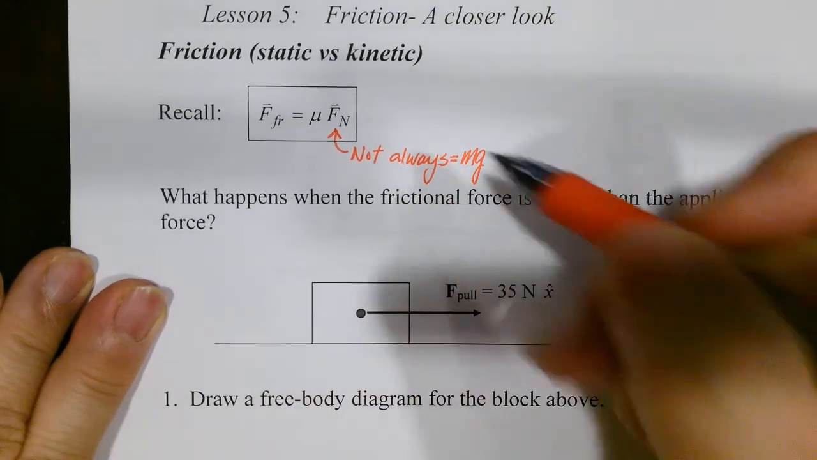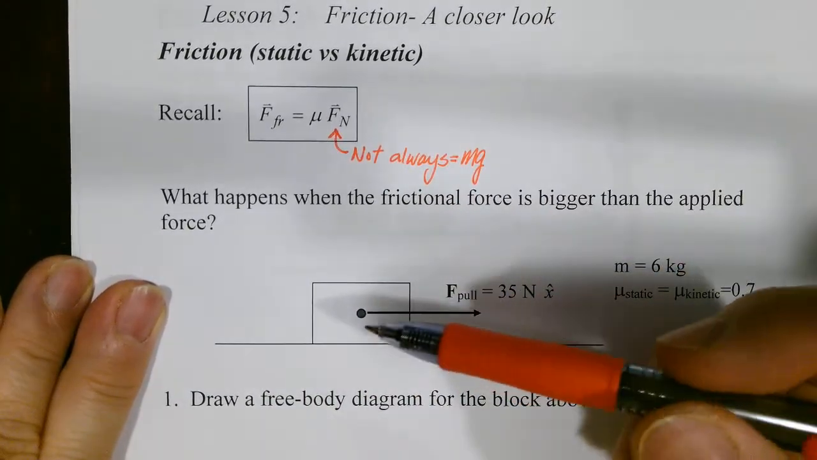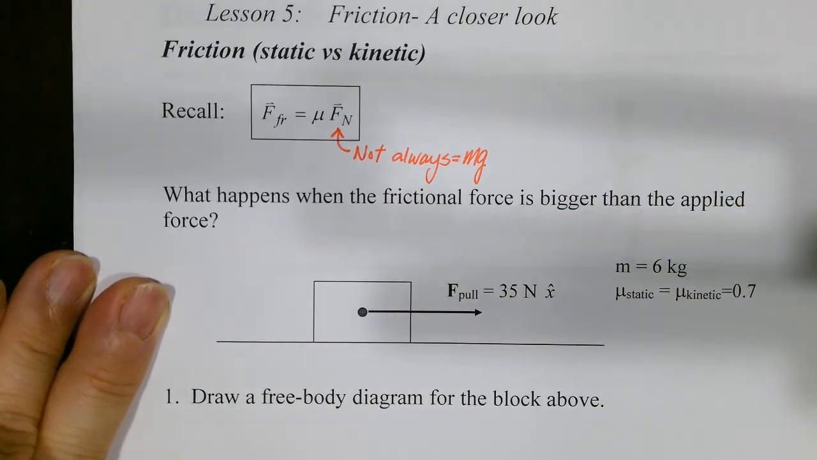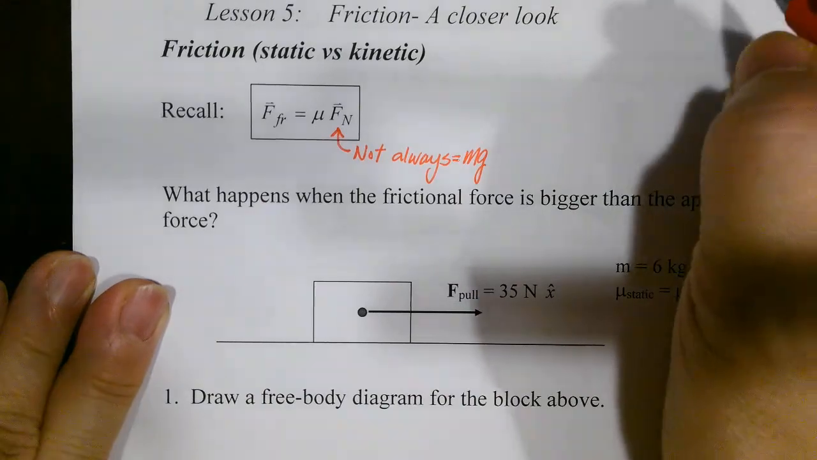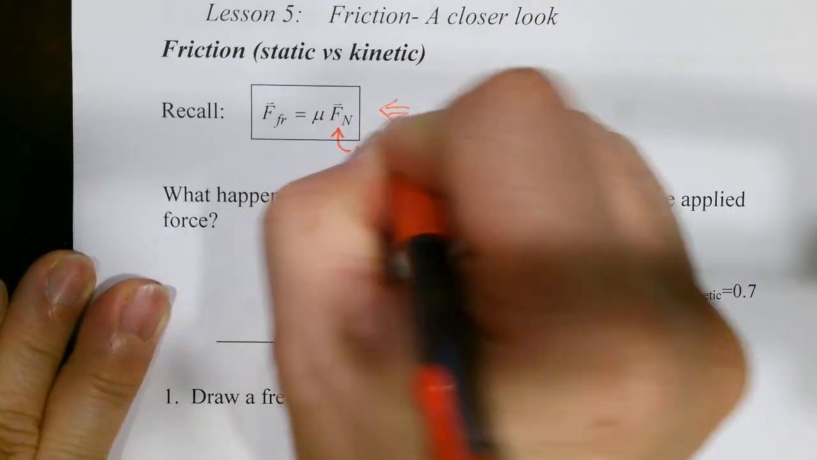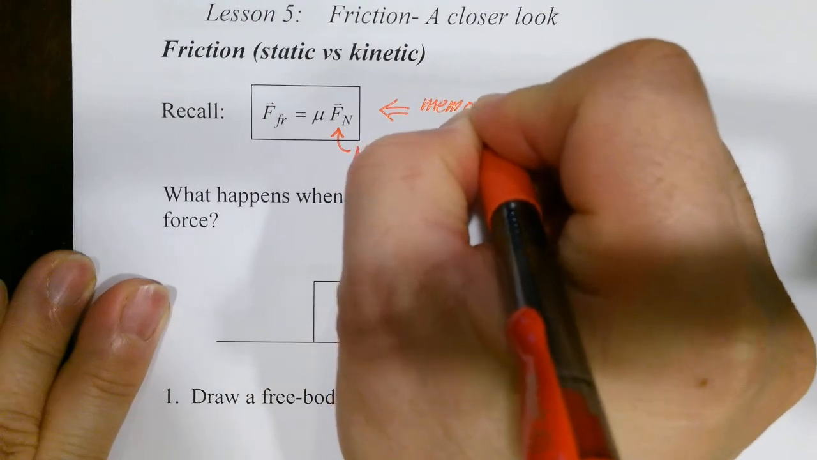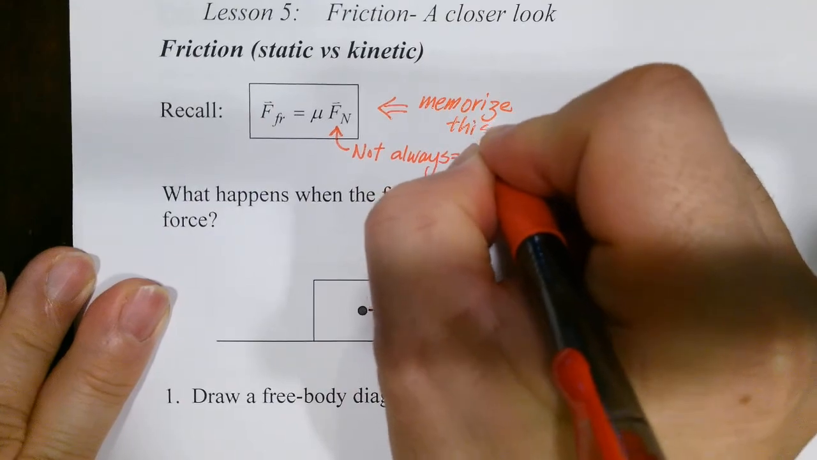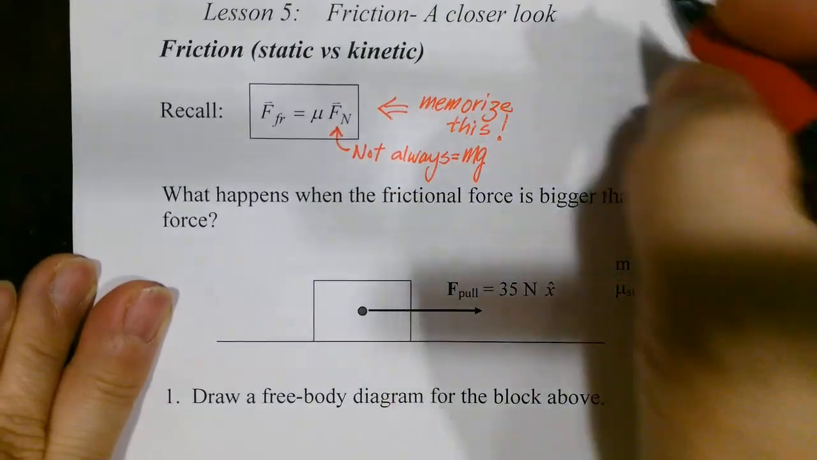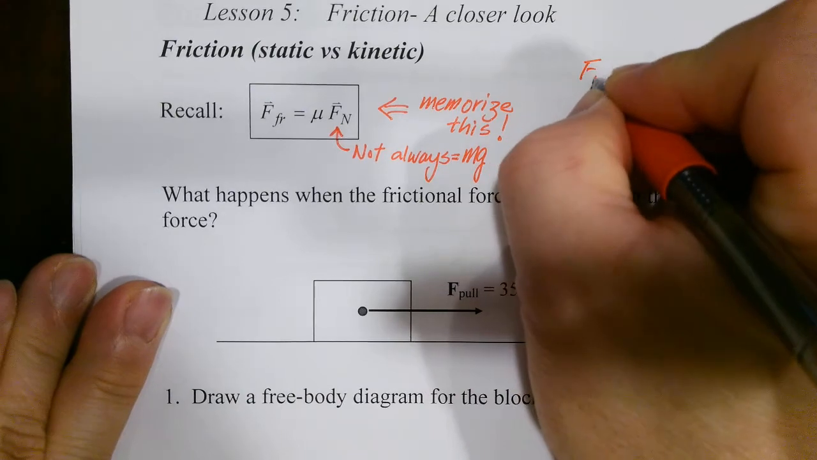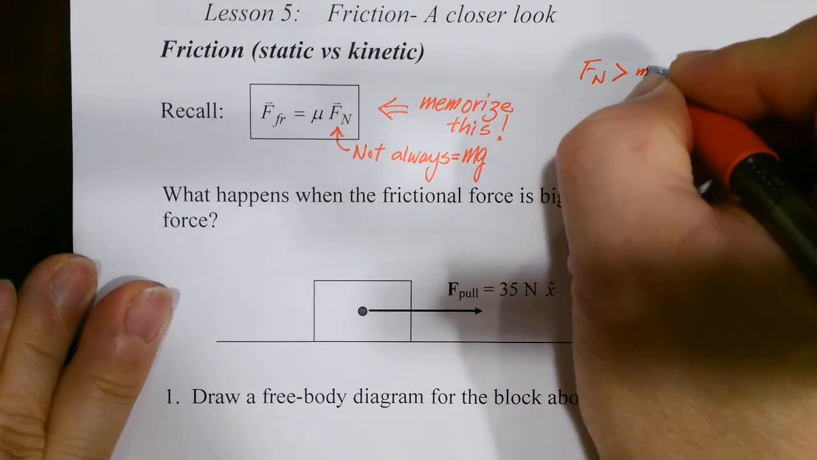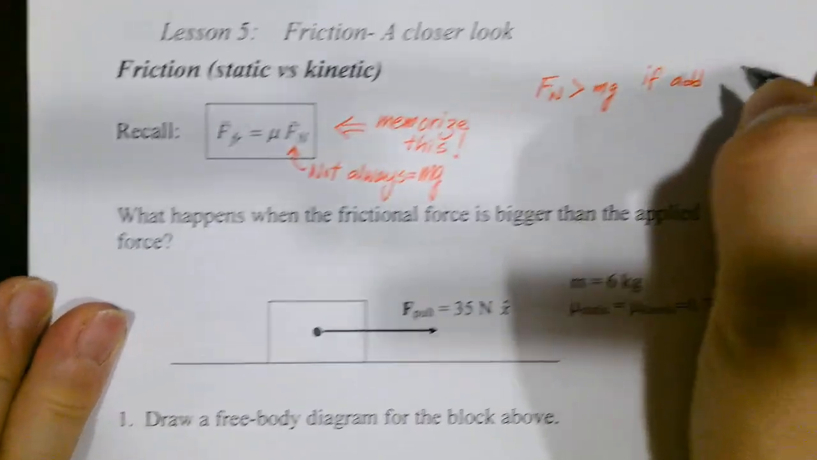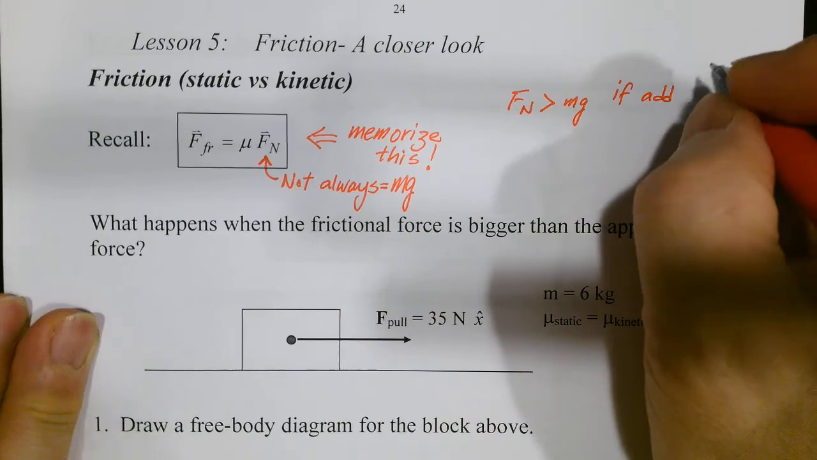Because depending on what other vertical forces are acting on the object, it could be more than mg or it could be less than mg. And that is very, very important. So I would definitely memorize this. Now, if F normal is bigger than mg, if additional forces are pushing down on it.